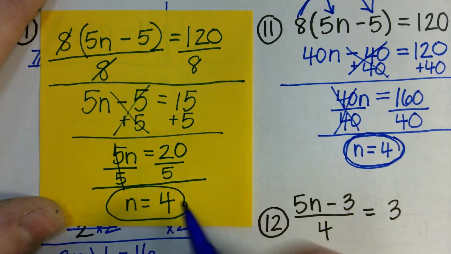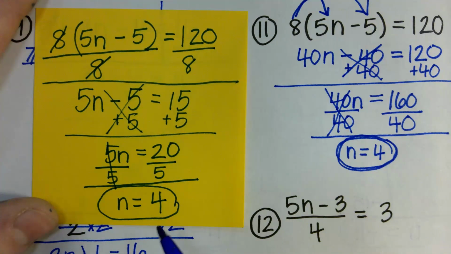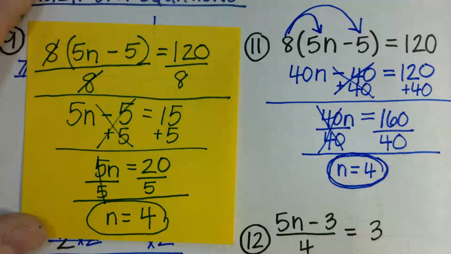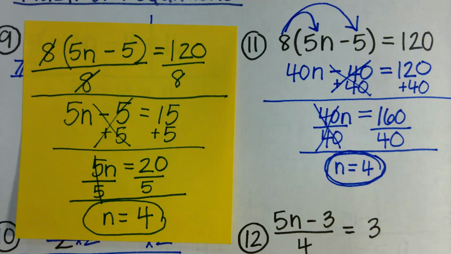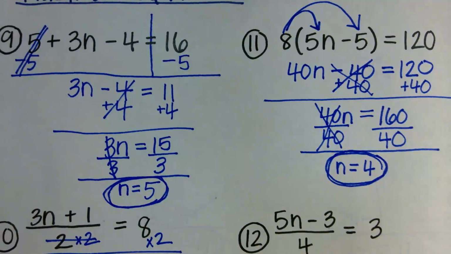And as you can see, we got the same thing no matter how we did it. n equals 4. So both ways will work. It's really just up to you, whatever you like doing better. Do we have any questions about 11? Any confusion? Do we all feel okay about it? Good, good. Okay. I'm going to go to number 12.